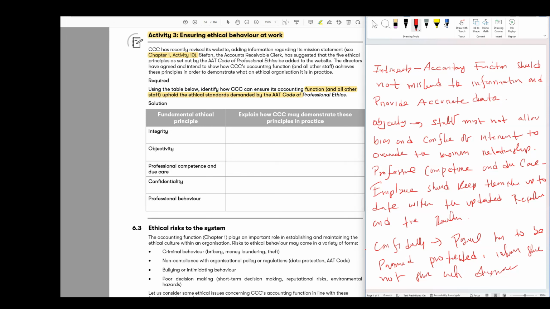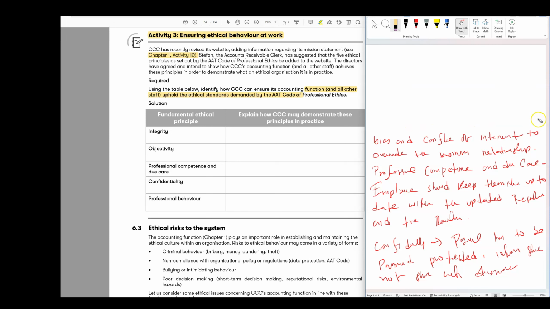And the final one is professional behavior. So the professional behavior, as we said before, we should not do something that will damage our reputation. That is not only damage our personal reputation, also our institutional reputation as well. So it says ensure staff remain professional.